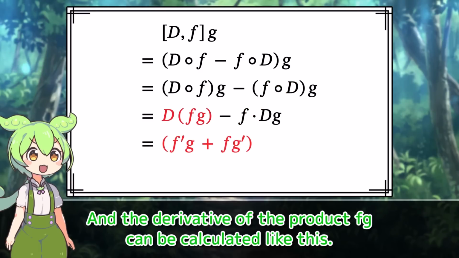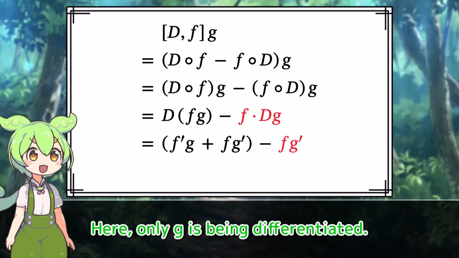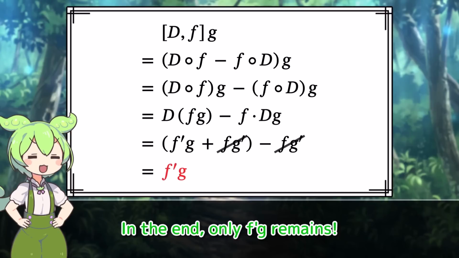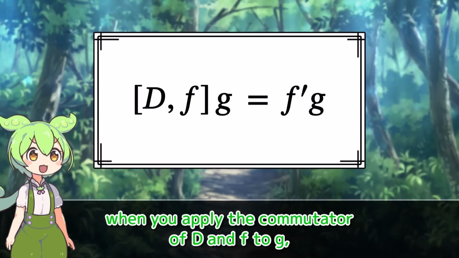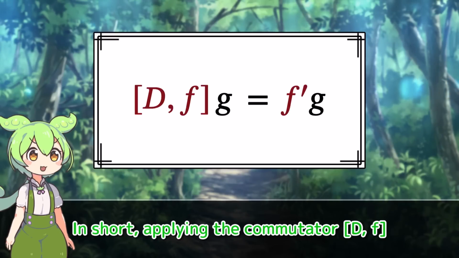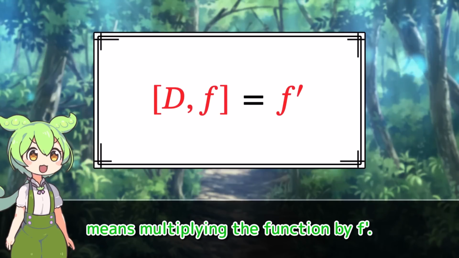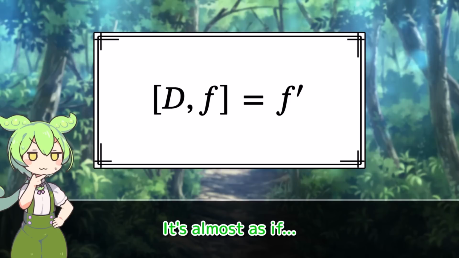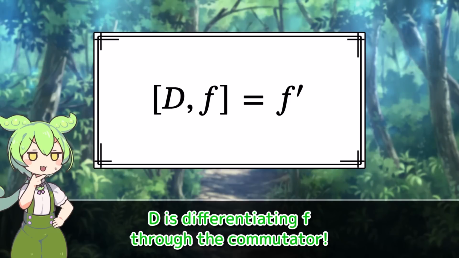And the derivative of the product fg can be calculated like this. Here, only g is being differentiated. In the end, only f prime g remains. So, when you apply the commutator of d and f to g, the result is f prime g. In short, applying the commutator df means multiplying the function by f prime. It's almost as if d is differentiating f through the commutator.